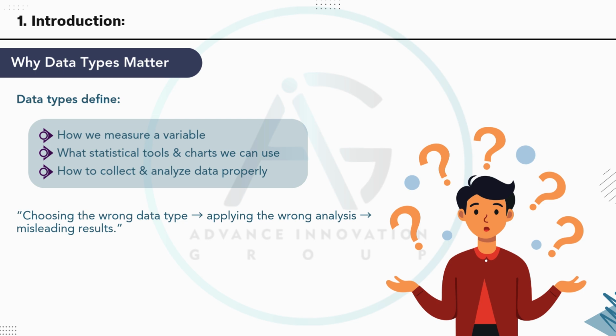Third, they help us collect and analyze data properly. Understanding the type of data helps ensure we use the right format, units, and techniques. The bottom line here is simple yet powerful. Choosing the wrong data type leads to the wrong analysis and ultimately misleading results. This is why getting the data type right is one of the first and most important steps in any analysis.